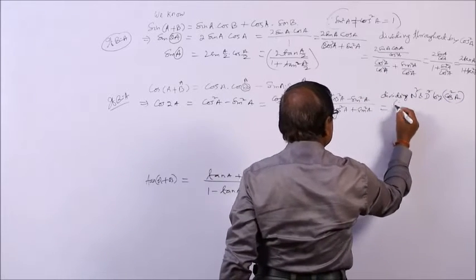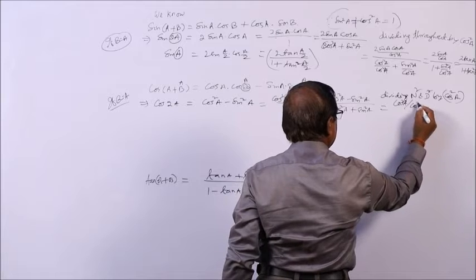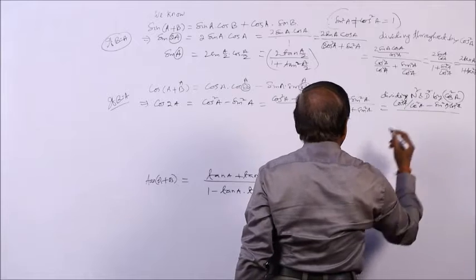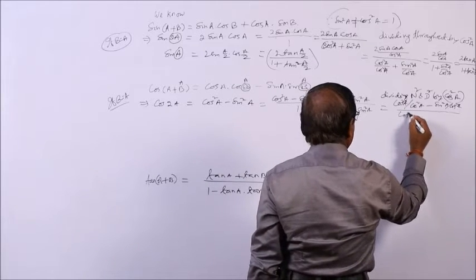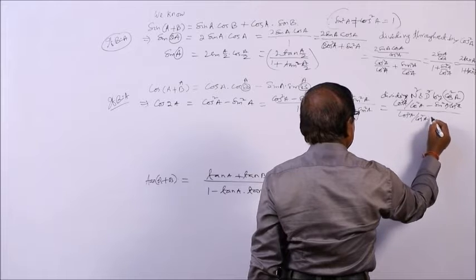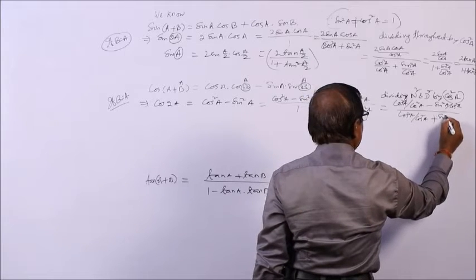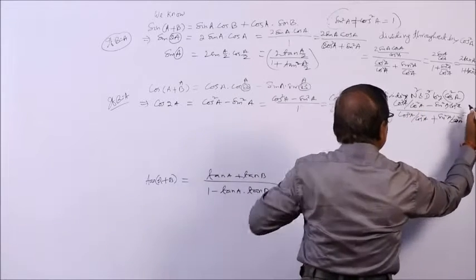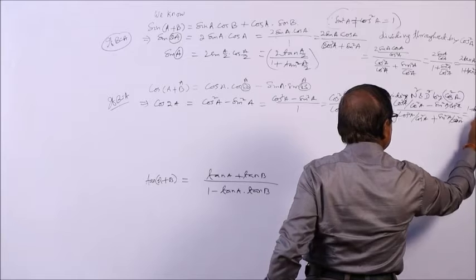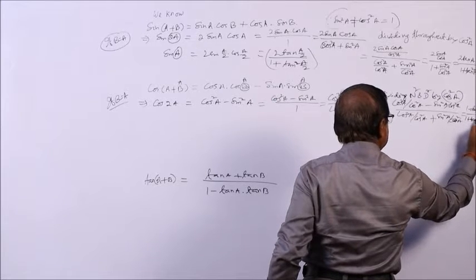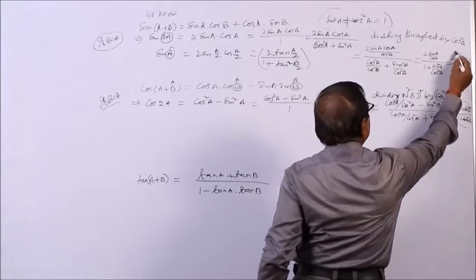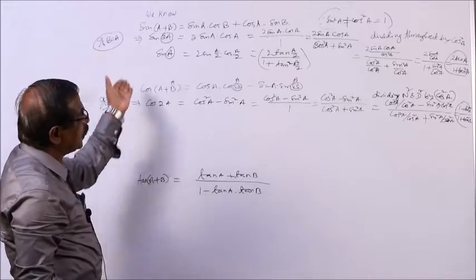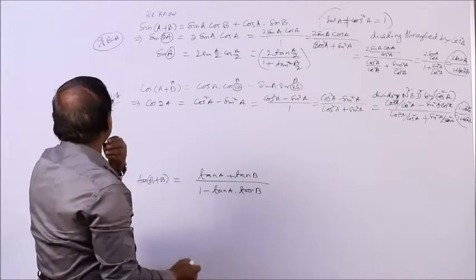What will happen? Cos square A by cos square A minus sin square A by cos square A, and here cos square A by cos square A plus sin square A by cos square A. So you see, this will be 1 minus tan square A by 1 plus tan square A. Here we have derived these two formulas, sin 2A and cos 2A, in terms of tan, and further also you can write like this.